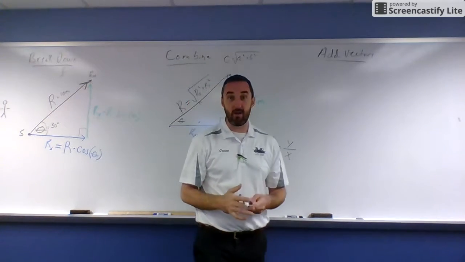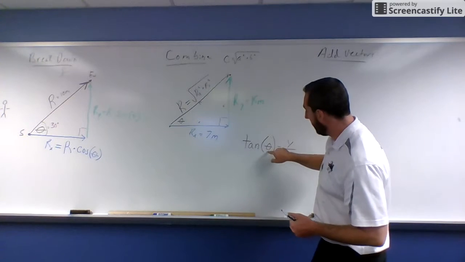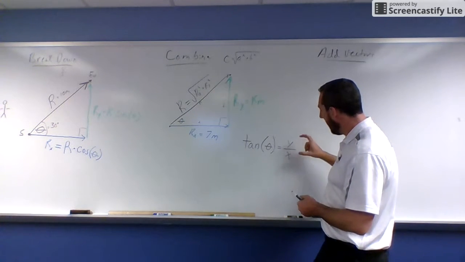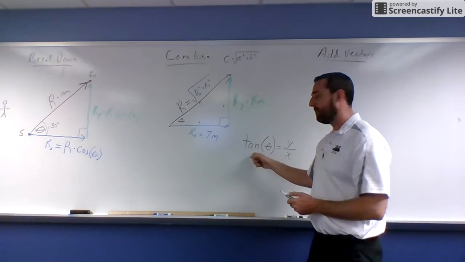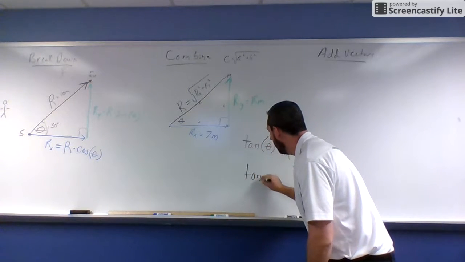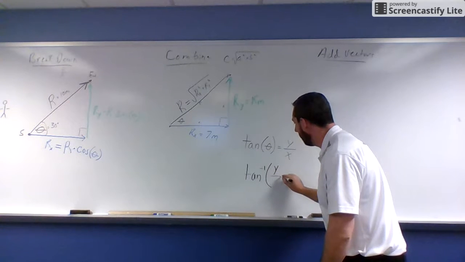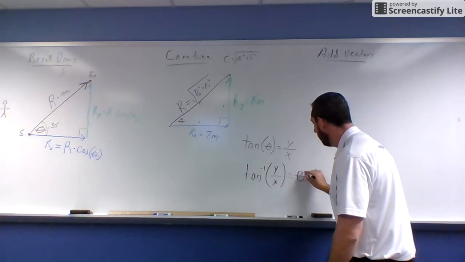The problem is with trig functions, they work one way. For tangent, I put theta in, and I get a ratio out. But if I have the ratio and I want to get theta, I need actually the opposite function. So instead of tan, we're going to use tan inverse. And that says, give me the ratio of y to x, and I'll give you theta.